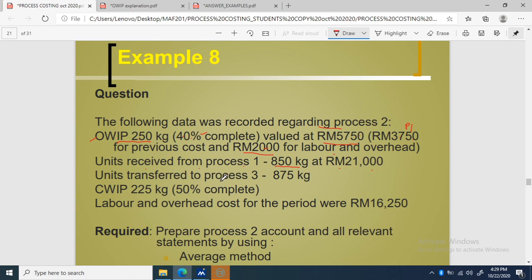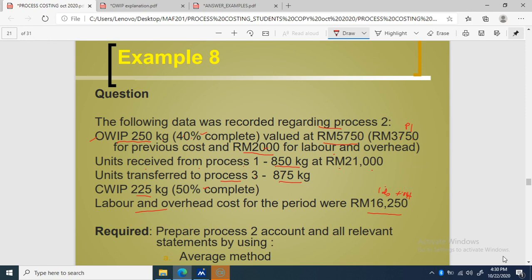Unit transferred to P2, so this is finished for P2. Transferred to P3 875 kg. CWIP 225 kg at 50% complete. Labor and overhead cost for the period 16250. So this is both for labor and overhead. Labor plus overhead, sometimes we call it conversion cost.